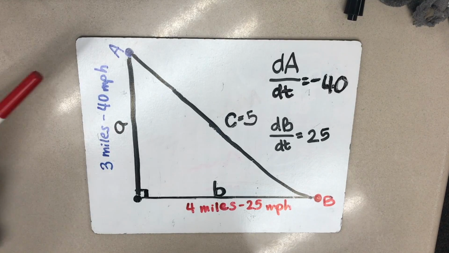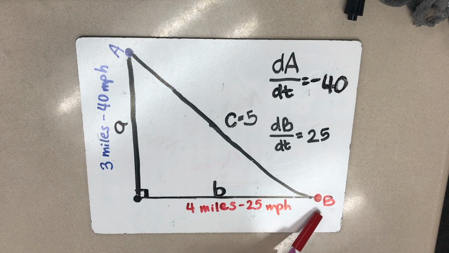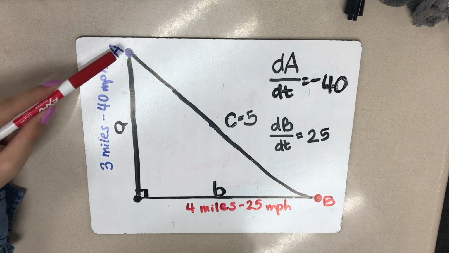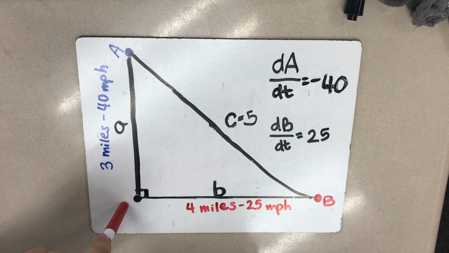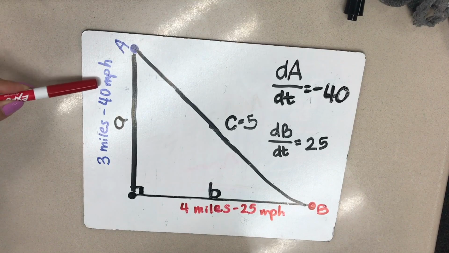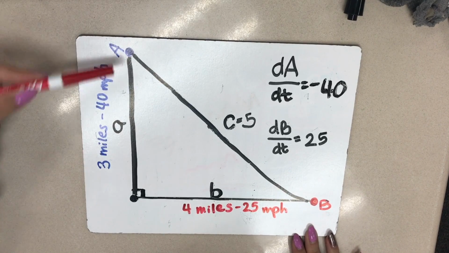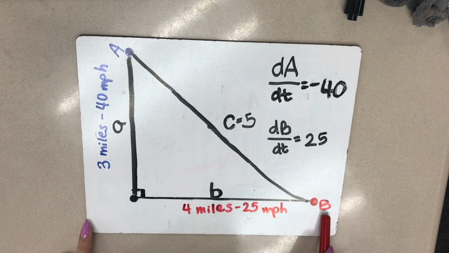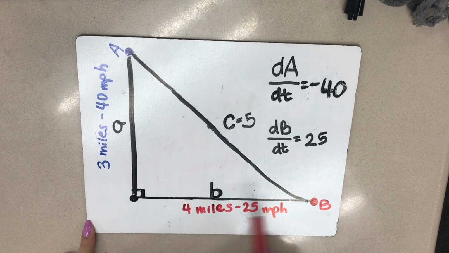So right now we have point A, which is where the cops are, and point B, which is where the robbers are. The cops are going towards Mrs. Fox's Calculator Cafe at 40 miles per hour, and right here at this point they are 3 miles north from that point. Here we have Jade and Grayson, who are the robbers, and they are exactly 4 miles east from Mrs. Fox's Calculator Cafe, and they're going at 25 miles per hour.